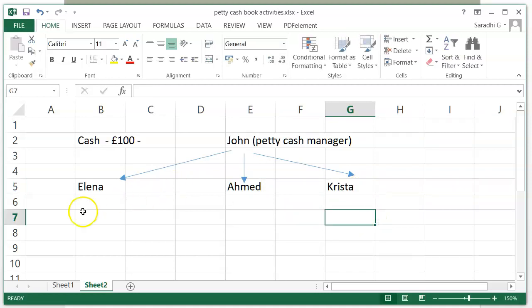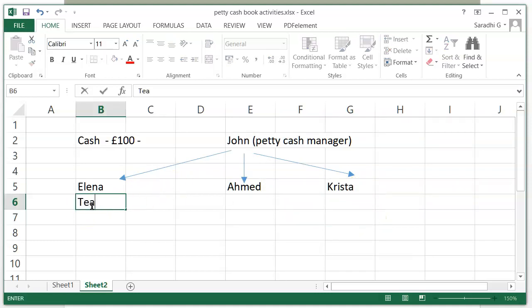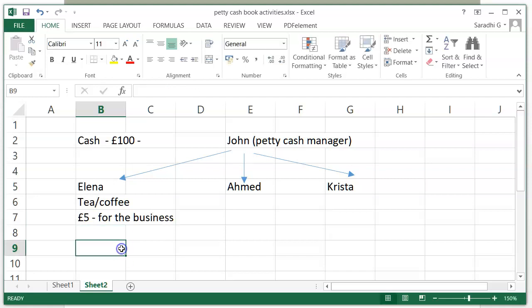Now let's say Elena bought some tea and coffee powders for the office when she went shopping, and she spent £5 to buy this. When she is spending this money, she will not be asking John to pay the money beforehand. She went shopping and spent £5 to buy tea and coffee for the office. She has spent this money for the business. It's not her personal expenditure.